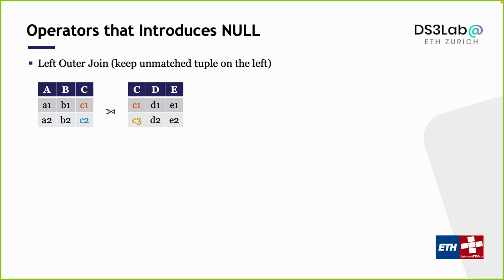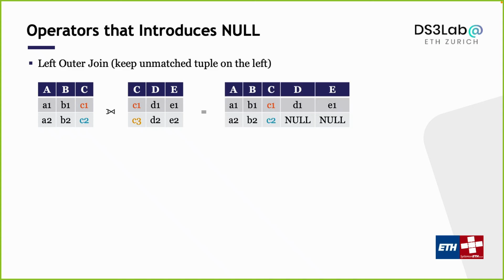In left outer join, I'm going to keep all the tuples on the left-hand side, because that's what we mean by left outer join. If I am able to find a matching tuple from the right-hand side, I will put it in. If I cannot find it, I will fill the value with null. Okay? This is left outer join. In this case, you are going to have something that looks like this.